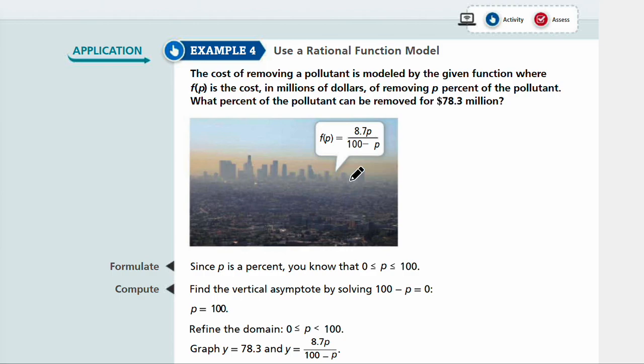So if you look at this function, it's a rational function model, right? And we know that p is a percent, so we have a restriction other than the domain and range of the graph itself. So in real life, we have more restrictions to think about because, for example, percent has to be from 0 to 100. And for the cost here, it has to be positive. We can't have negative cost in this situation. So in a word problem like this, there are going to be a lot of different factors that you have to think about in order to figure out the reasonable domain and range.